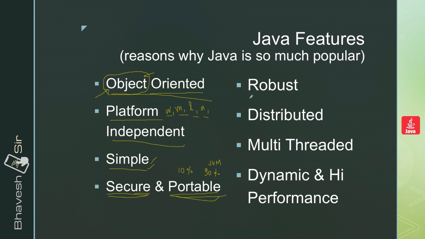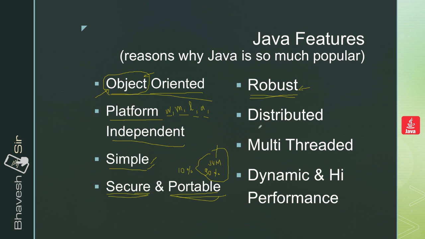The next thing is robust. As we know, 90% of the code is handled by the JVM, which means if the JVM is robust, then a program written in the Java language is also robust, because 10% is written by the developer and 90% is handled by the JVM. So a Java program gives us a robust application.